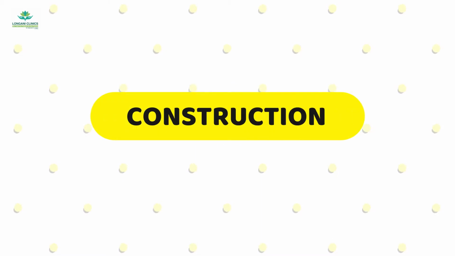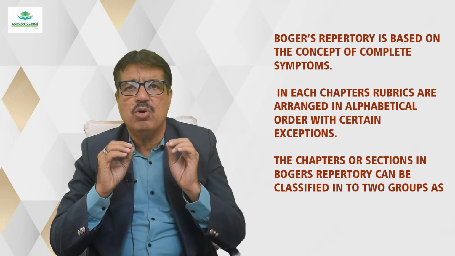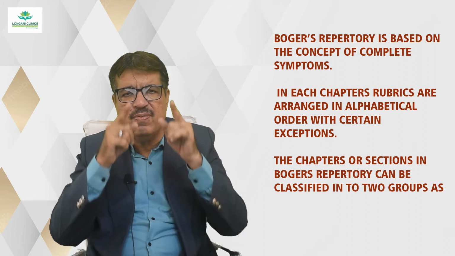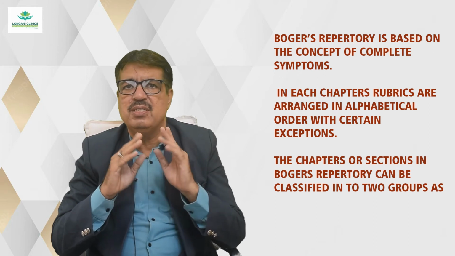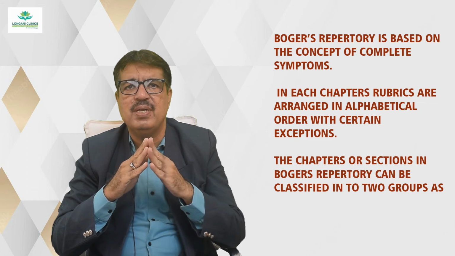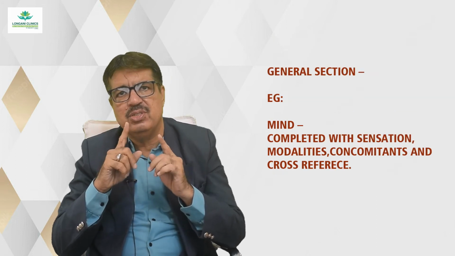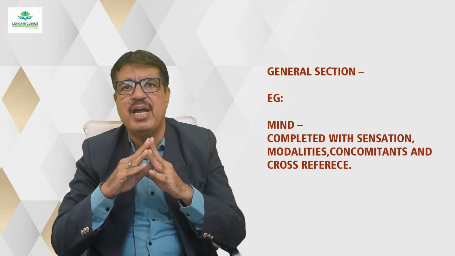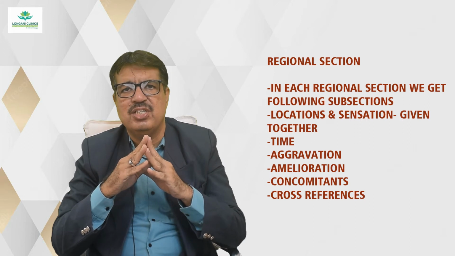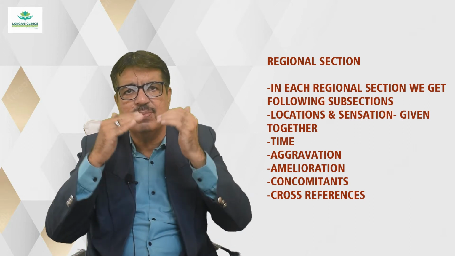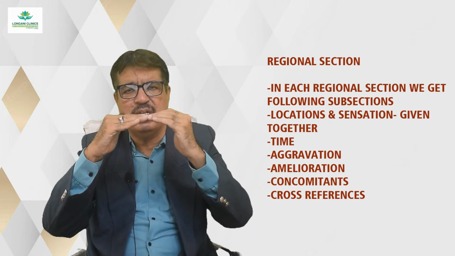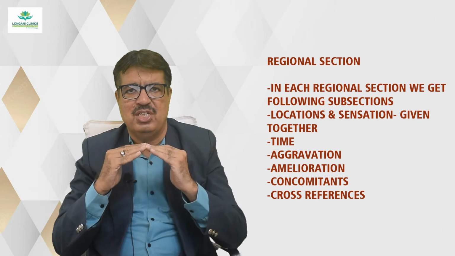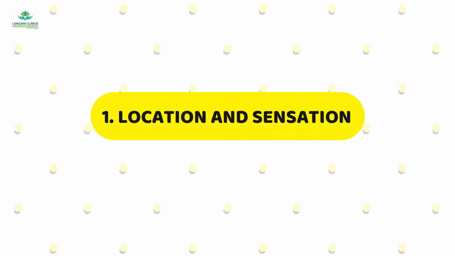Now we will see the construction. BOGER's repertory is based on the concept of complete symptom. In each chapter, rubrics are arranged in alphabetical order with certain exceptions. The chapters or sections in BOGER's repertory can be classified into two groups: one, general section, for example, mind completed with sensation, modalities, concomitants and cross-reference. The second one, regional section. In each regional section, we get the following subsections: location and sensations given together, time, aggravation, amelioration, concomitants, and then come the cross-references.